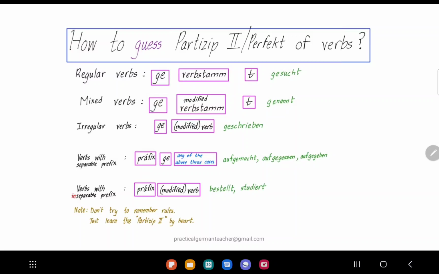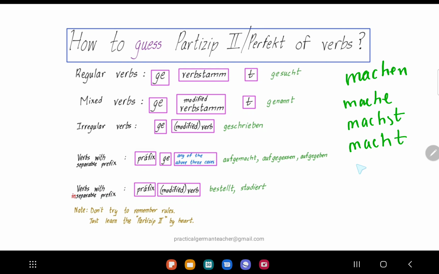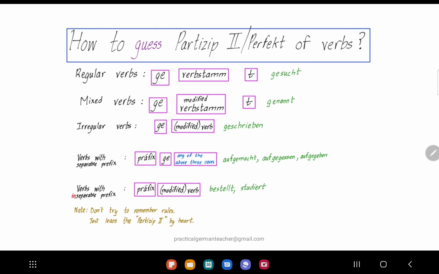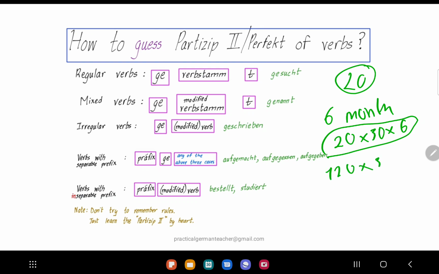So you are already learning whenever you learn a verb, right? Let's say if you learn the verb machen, right? So ich mache, du machst, sie macht, and ihr also macht, and for every other pronoun it is also machen. Just learn this one as well, gemacht. Whenever you learn a verb, just learn the participle two as well, right? Instead of learning Präteritum, then it will be ich machte, du machtest. Just learn the participles of every verb that is relevant for you. If you learn 20 verbs every day within, let's say, 6 months, so 20 times 30 times 6, so you have 600 times 6, that is 3600 verbs.